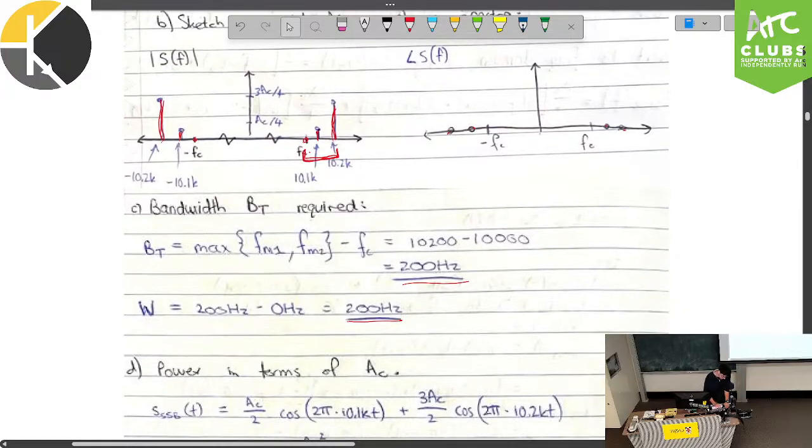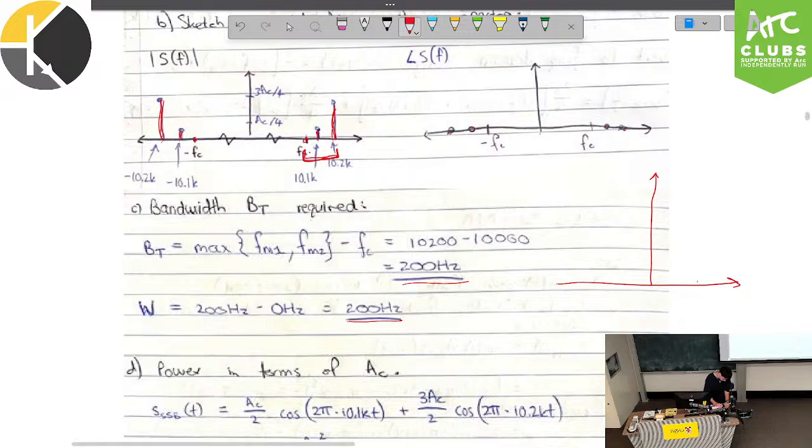If we had something like DSB, it might look something like, if this is your carrier, you would have bands either side, and that means that your total transmission bandwidth would be twice your message bandwidth, which would be 400 Hertz.